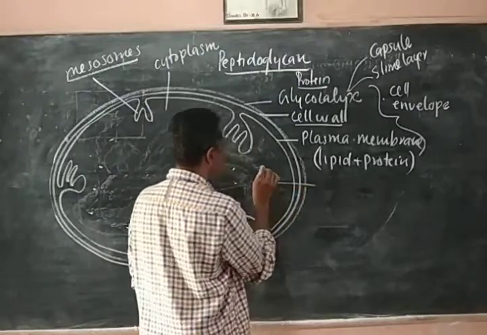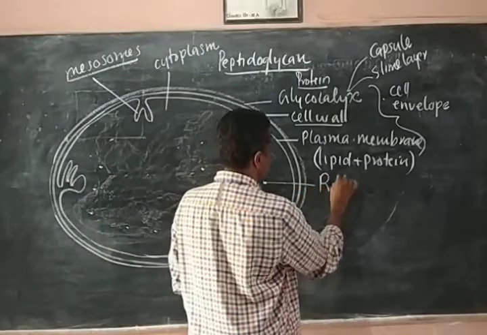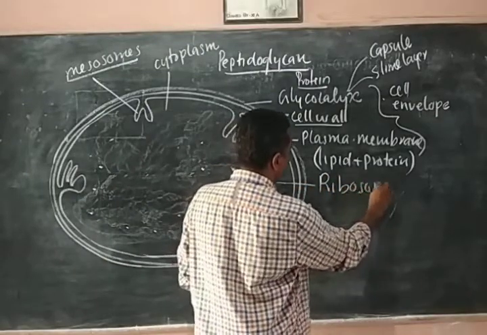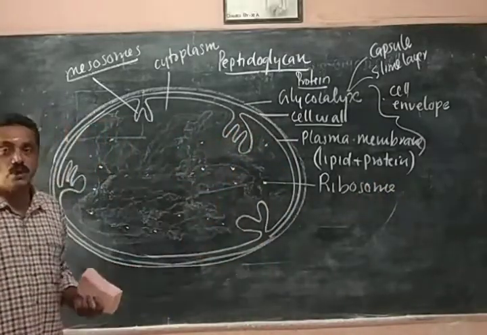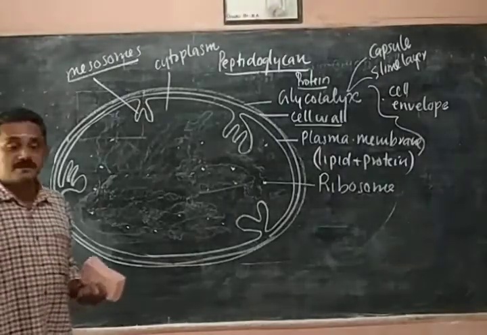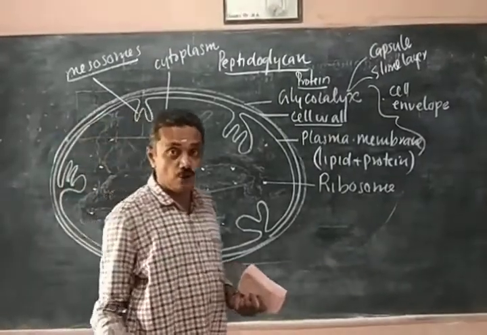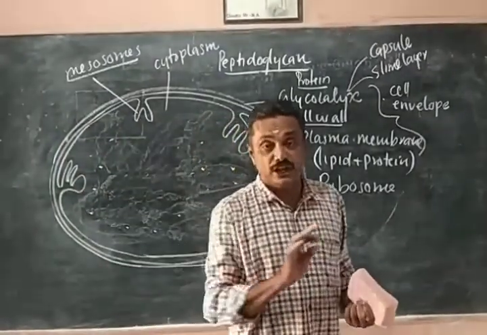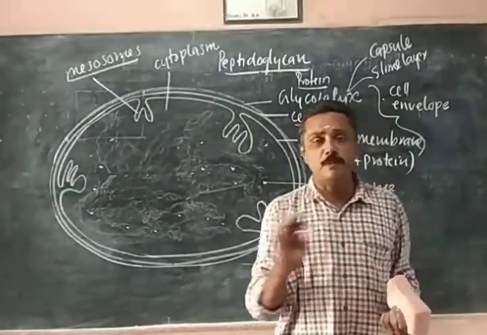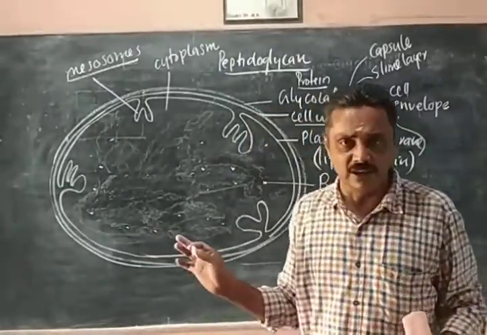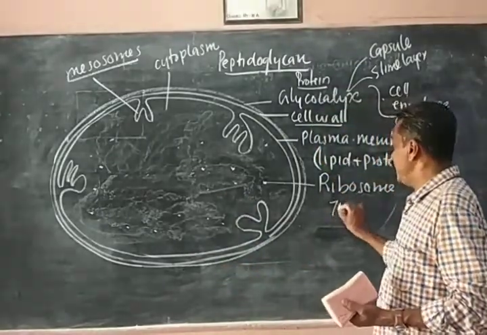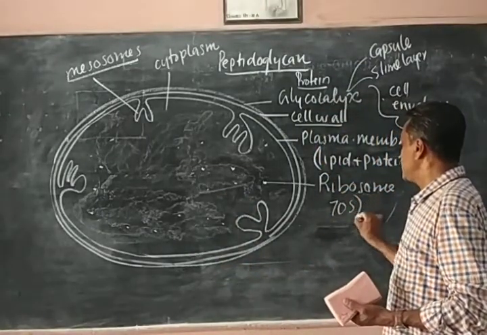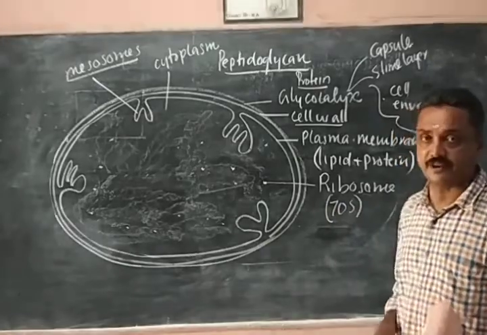See, this is granular. Ribosomes are present, and no other organelles. It is granular in appearance because of the presence of ribosomes. There is no mitochondria, plastid, or endoplasmic reticulum. Nothing is there, only ribosomes are present. Ribosomes are 70S type. The small type of ribosome called 70S is present.